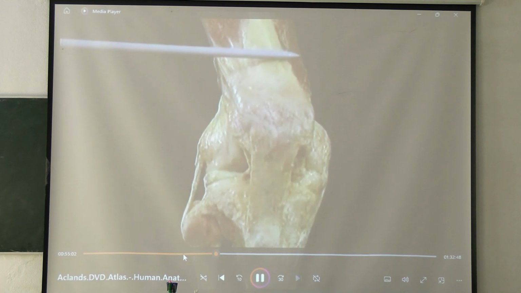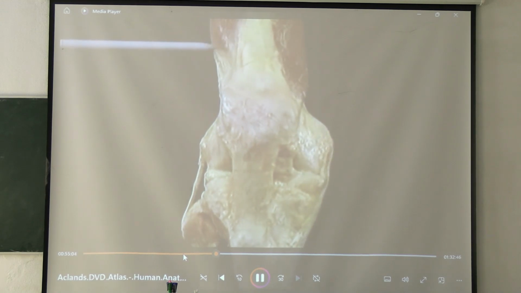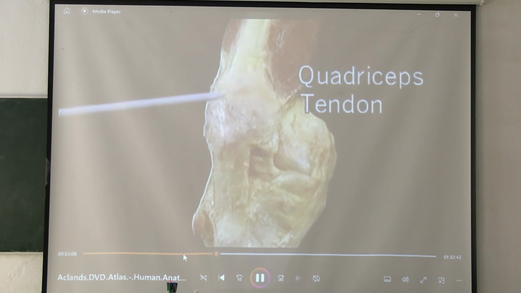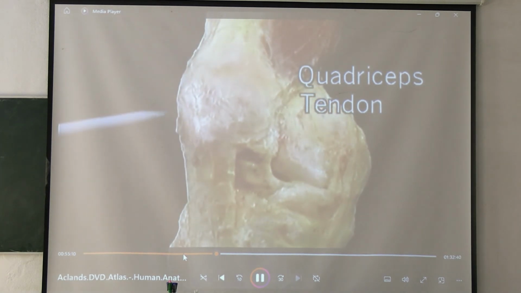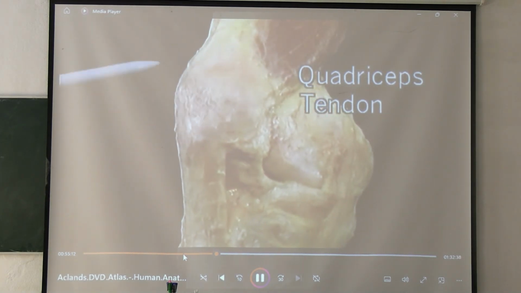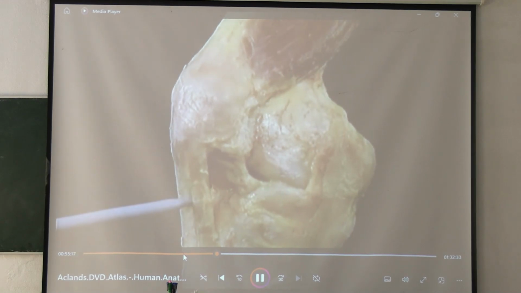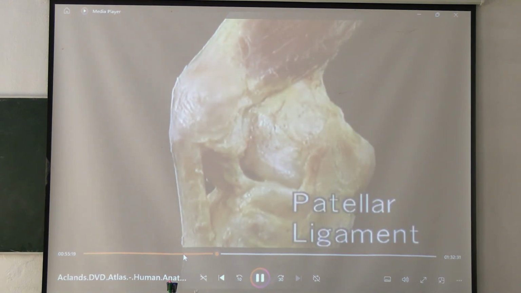The next structure we need in building up our picture of the knee joint is the quadriceps tendon, and along with it, the patella. Here's the dissected quadriceps muscle, which we'll see in more detail later in this section. Here's the quadriceps tendon. The patella, which is here, is embedded within the tendon. The part of the tendon below the patella is known as the patellar ligament.